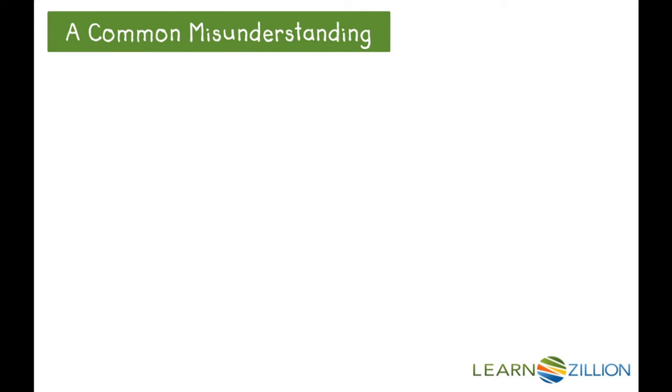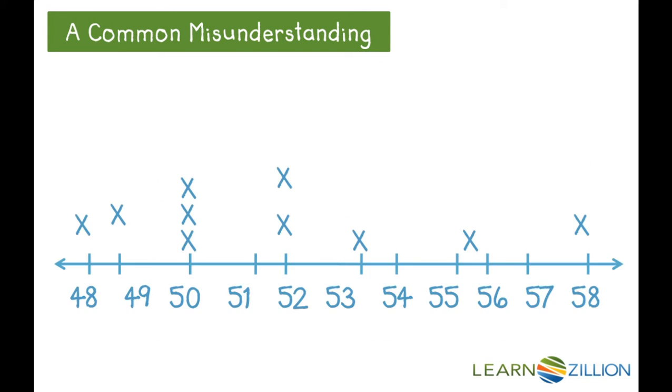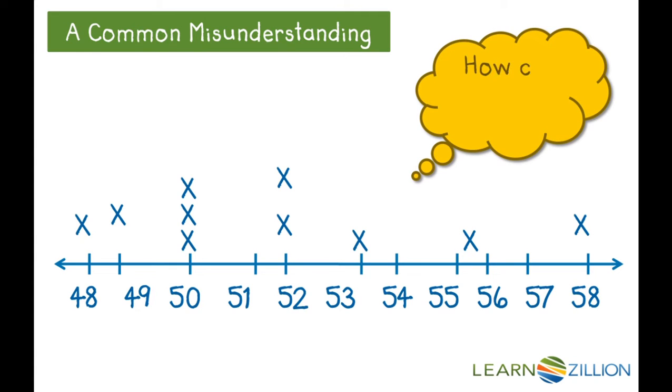When creating a line plot, it is important to be specific and accurate with spacing. It can be a common misunderstanding that spacing and accuracy are not important when creating line plots. When we look at this line plot, it is very difficult to understand the data. The numbers need to line up with the markings on the line.